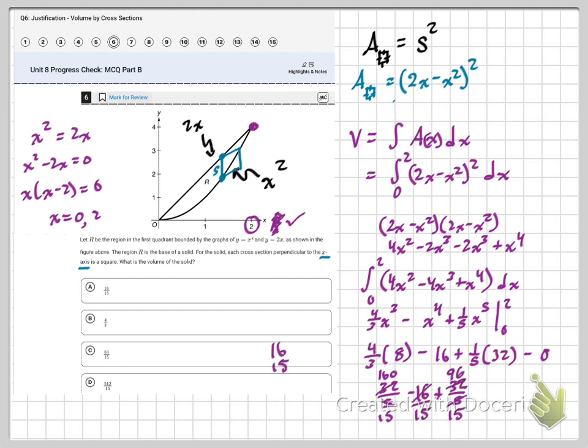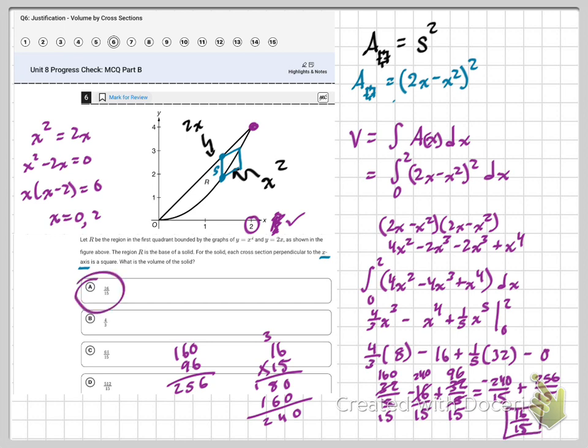This one I actually had to multiply out because who can do that in their head? Maybe you can. I don't know. I can't. So I have my negative 240, and I'm going to add the two positives together. I get a positive 256 over 15. And when I add those together, I get 16 over 15, which is our answer. Whew!